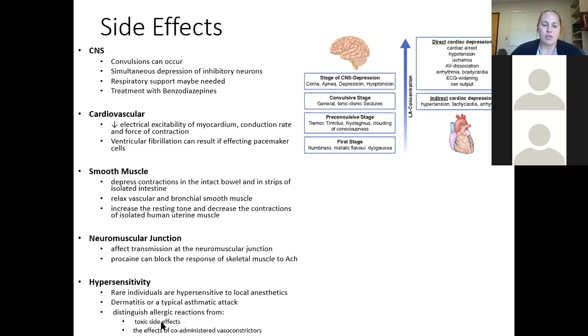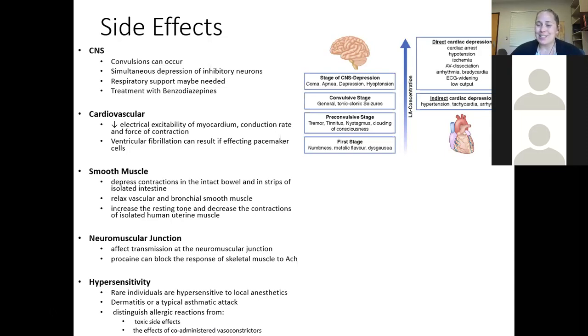It's important to distinguish those allergic reactions from the toxic side effects and the effects of the co-administered vasoconstrictors, because you need to delineate whether that reaction is because of the local anesthetic that you've exposed the individual to, or possibly that co-administration with the epinephrine. If they have some type of reaction to the epinephrine, that's also going to obviously lead to some type of hyperimmune response in that individual as well.